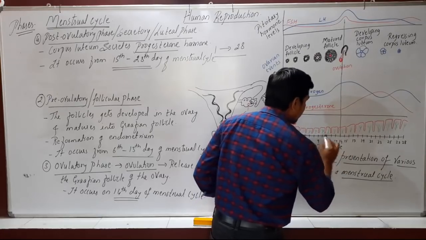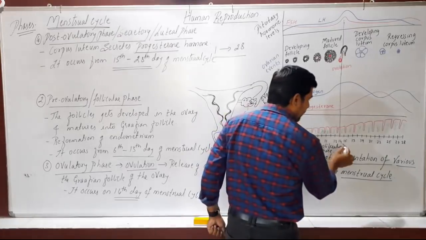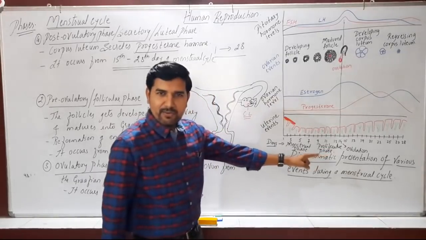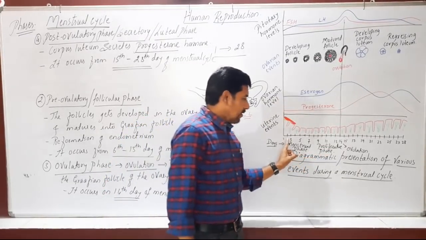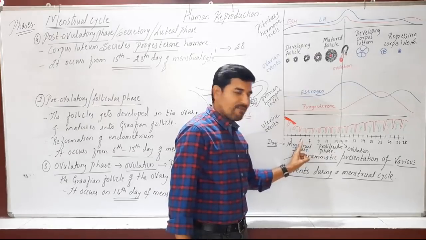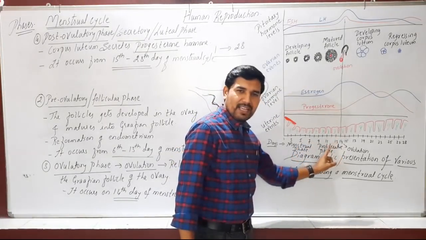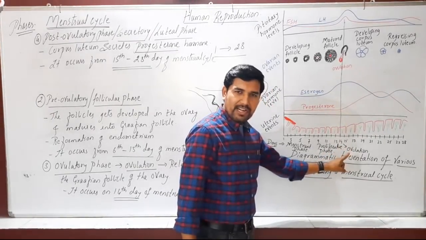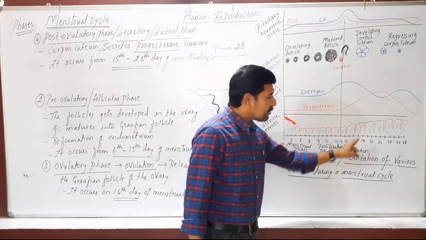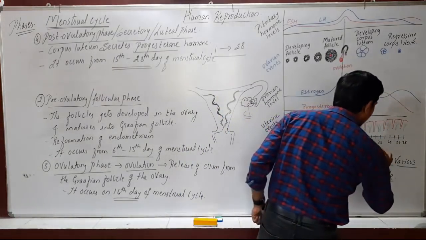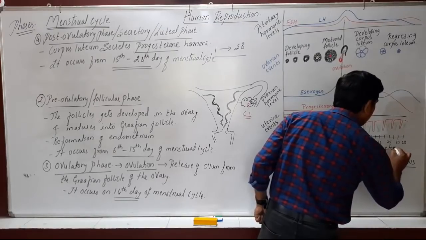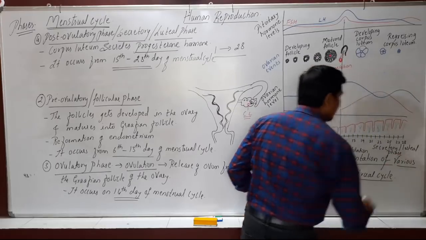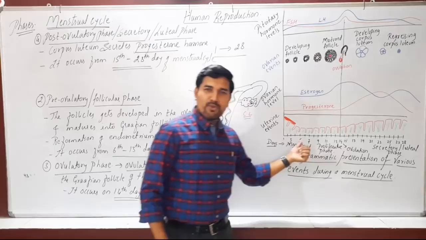Proliferative phase. 14th day, ovulation. 14th day is ovulation, where we call it an ovulatory phase. 1st to 5th day is menstrual phase. 6th to 13th day is a pre-ovulatory or proliferative phase. Then 14th day, ovulatory phase or ovulation phase. 15th to 28th day, this is called a secretory or luteal phase. This is how we divide into 4 phases.